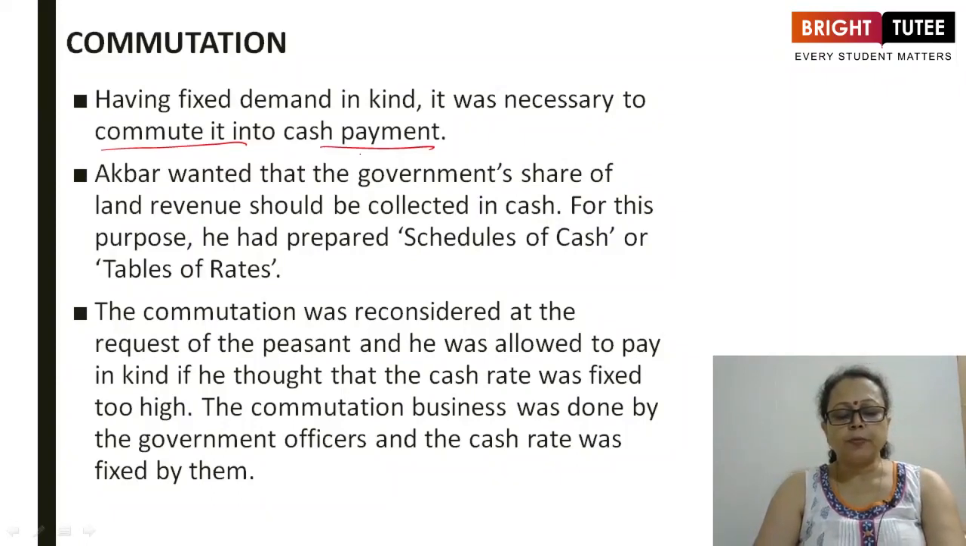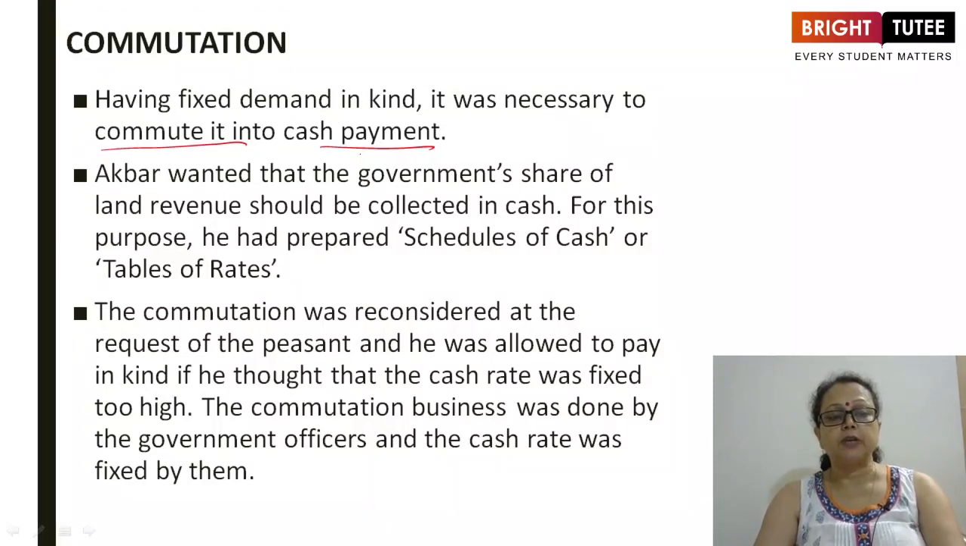The old practice was to commute the produce into cash rates according to the prices current at that time. But this was a very troublesome method, as a periodical ascertainment of cash rates entailed much unnecessary expenditure and caused much delay in collections. So this was not a very suitable thing, and this practice was not continued.